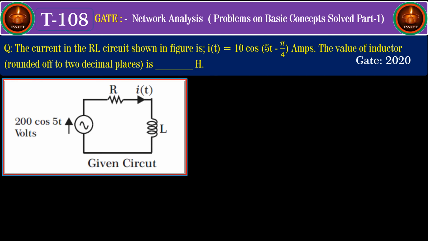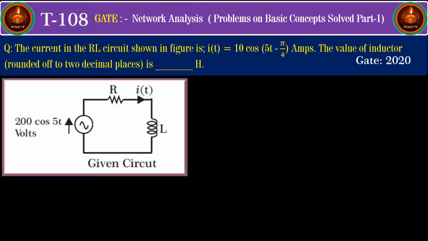Friends, next we shall solve the question from GATE 2020. In this question, it is given that the current in the RL circuit shown in figure is given, and i of t is equal to 10 cos(5t minus pi by 4) amperes, and we are required to find out the value of the inductance in henries.